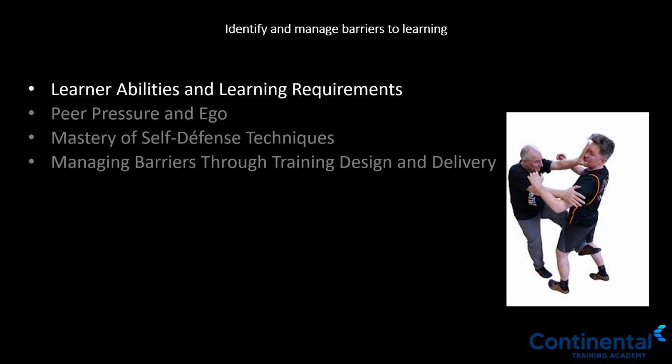Begin by assessing learners' abilities and learning needs through pre-course questionnaires, discussions, or observations at the start of the training. So based on this assessment, make reasonable adjustments to the training material, delivery methods, and physical environment to accommodate different learning styles and physical abilities. This can include providing additional support for learners with disabilities, adjusting the pace of the course, or alternatively, looking at different ways to demonstrate competency.